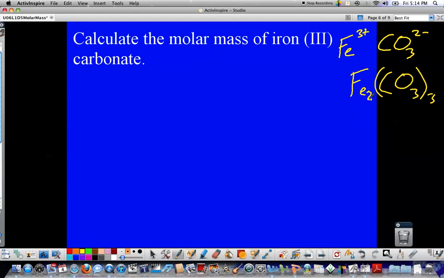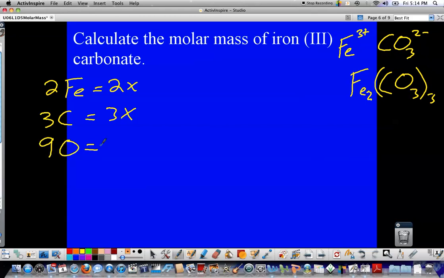Okay, so now we have to figure out how many of each atom we have. Well, for Fe, there's a 2 subscript on the Fe, so there's 2 of those. That means it's 2 times whatever iron is. Then for the carbon, C, how many carbons do I have? I have 3, because that subscript goes for everything in the parentheses. So it's 3 times whatever carbon is, and for the oxygen, there's 9 oxygens.